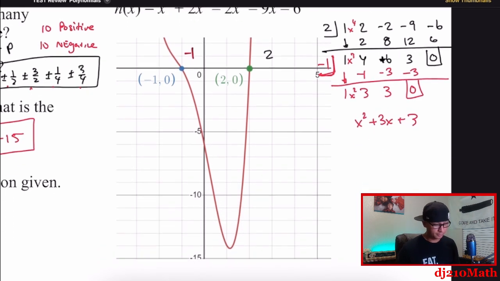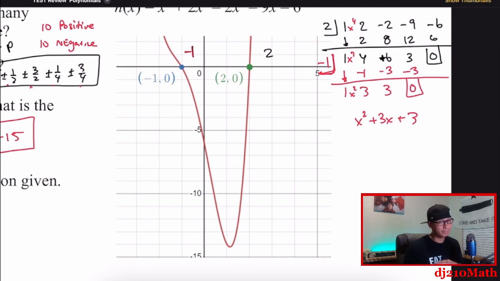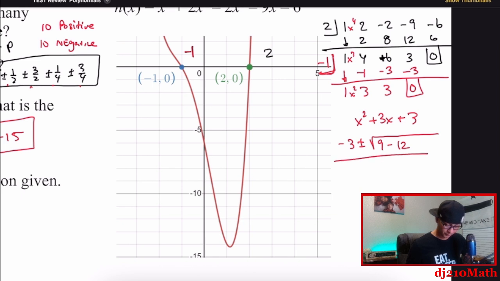Let's factor this. Multiples of 3 that add up to 3. Can't do it. It's prime, right? 1 and 3, no way to make 3. So quadratic formula is the way. So this is going to be -3 plus or minus the square root of b squared, so 9, minus 4 times a times c. 4 times 1 is 4, times 3 is 12. All over 2 times a.